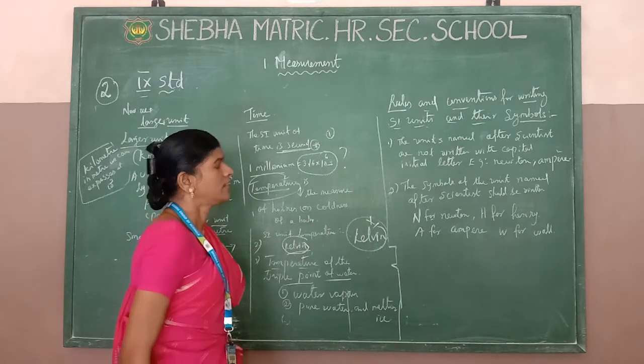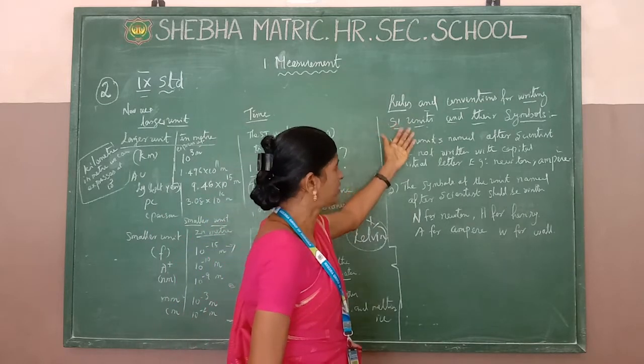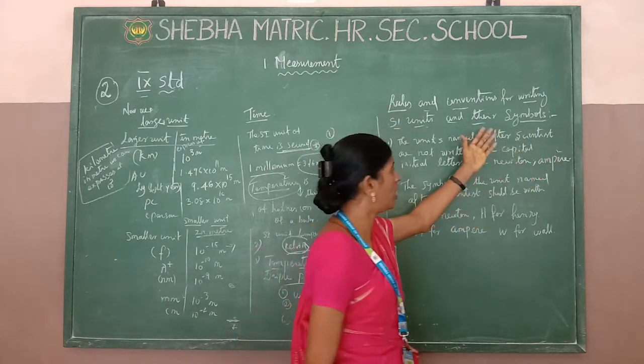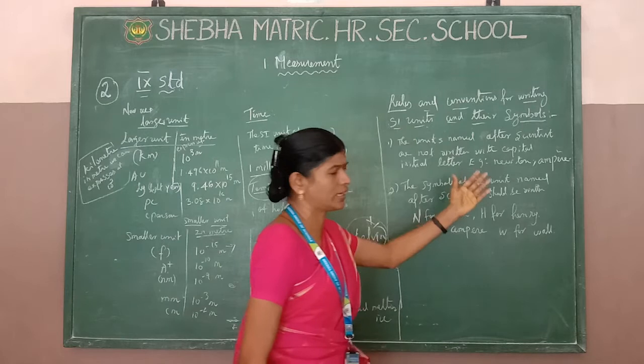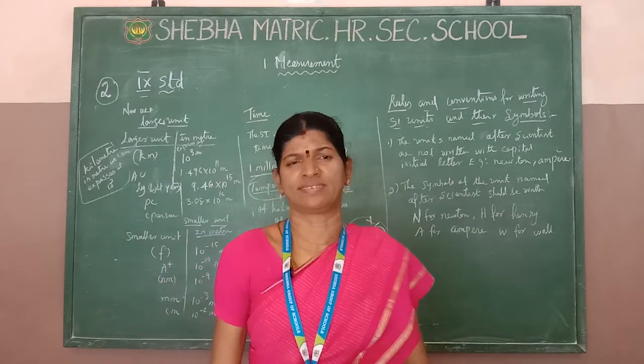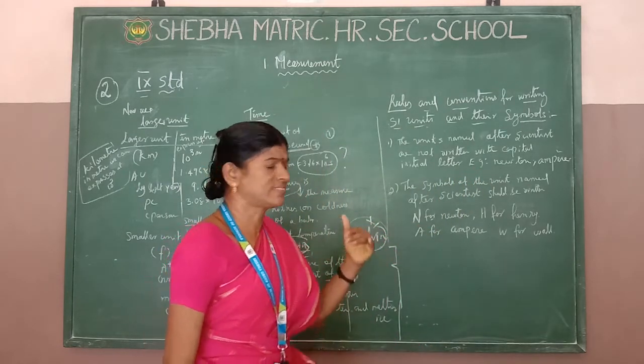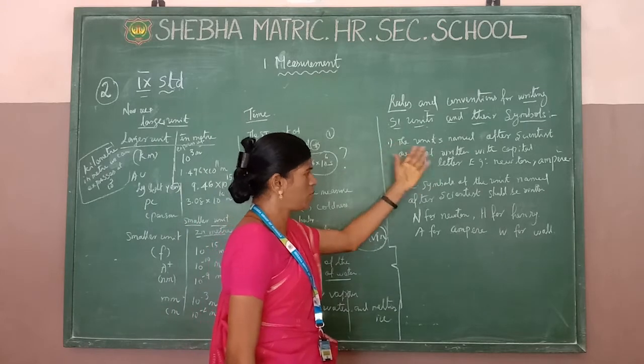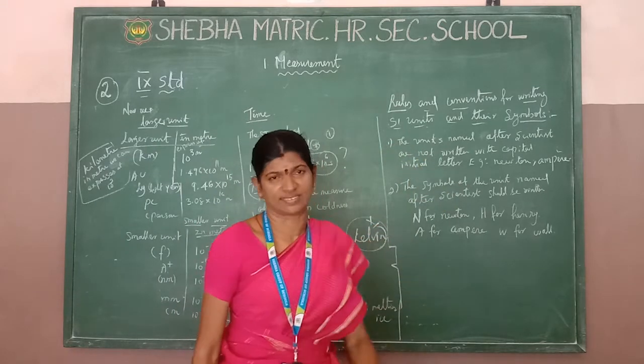It's clear? Next, the rules and conventions for writing SI units. How should we use the symbols? Many scientists discovered things, and the name of the scientist is written in letters.